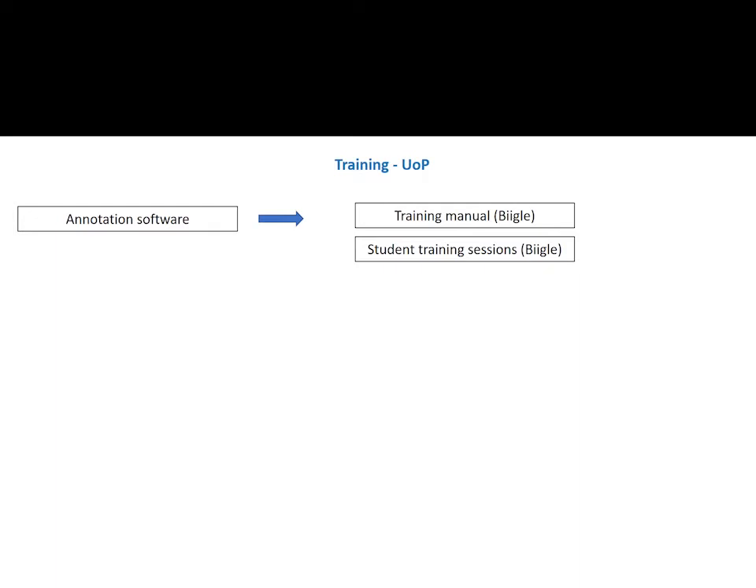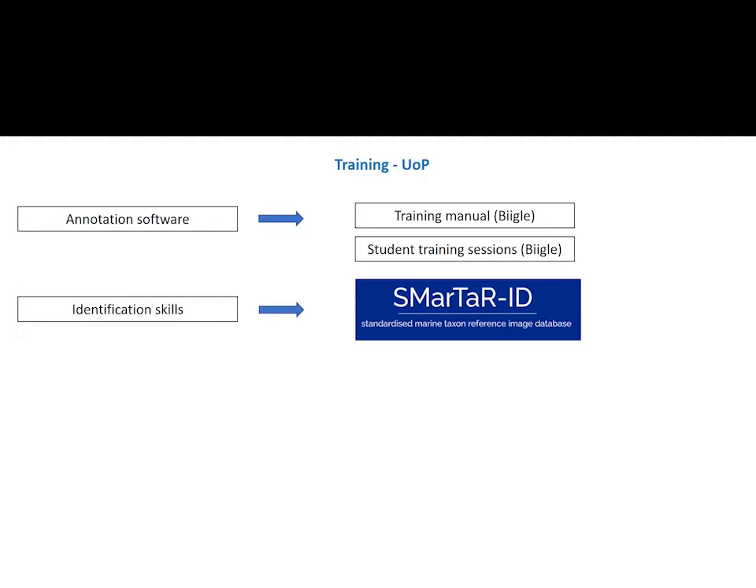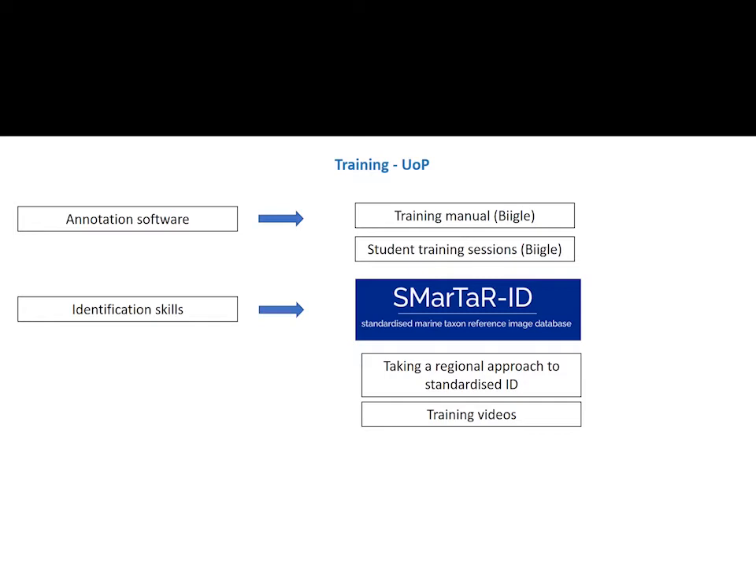And then if we move on to the next bit, the identification skills, obviously that's all going to sit under the Smarter ID umbrella. The Smarter ID is not just an image reference catalogue. It's going to have, if we look down, so the Smarter ID is taking a regional approach to standardized identification. And at the moment we're working on the North Atlantic, but obviously this could be applied to other regions. We're looking specifically at the deep sea, but this could be adapted to shallow water as well, although I appreciate that would be more difficult. And then we're going to have training videos in with this as well to help with some of that work.